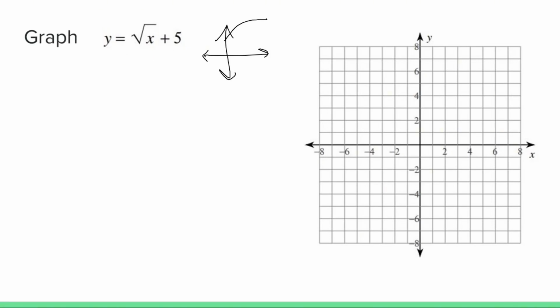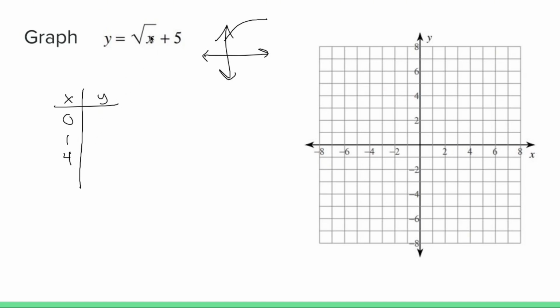So I'm going to make a little table of x and y values. I'm going to do 0, 1. I don't want to do the square root of 2, so I'll do the square root of 4. Why didn't I do the square root of 2? I don't know what it is. So if I just use 0, 1, and 4, I'm good.